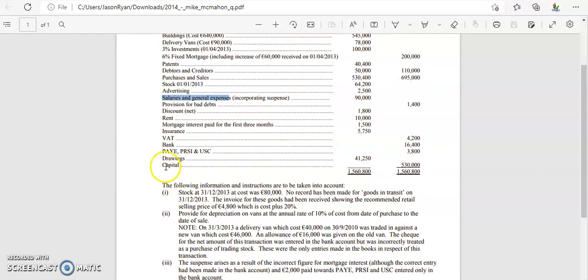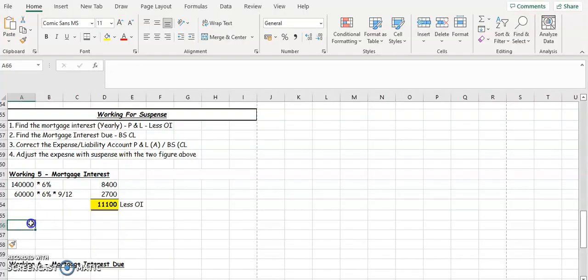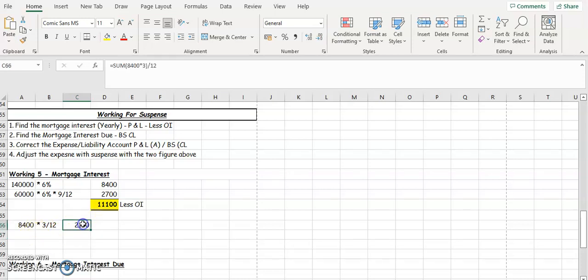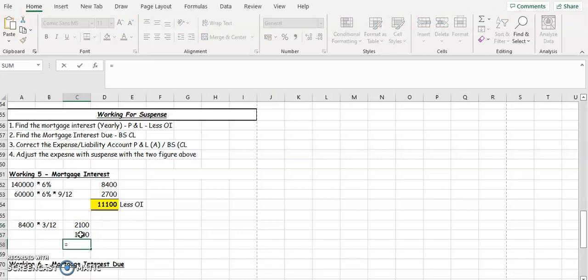Because in the question, it tells us that the mortgage interest paid for the first 3 months is 1,500. And as part of this adjustment, it's telling us that that's incorrect. So of this 8,400, we're going to multiply that by 3/12 to find out what we should have paid. So you should have paid 2,100. What did we pay? We paid 1,500, so we're short. So we're short by 600.